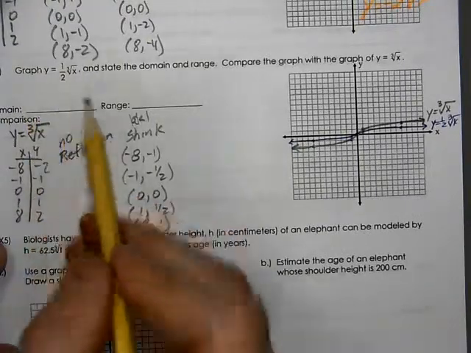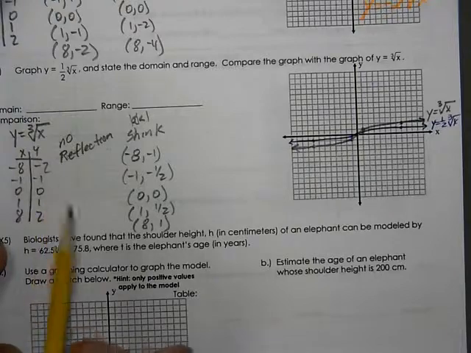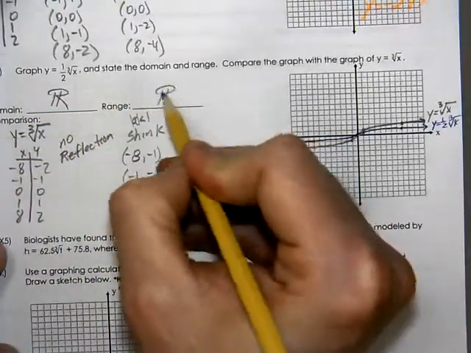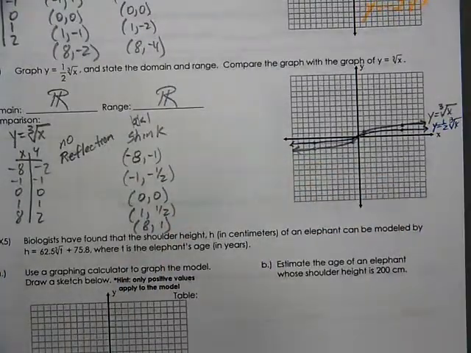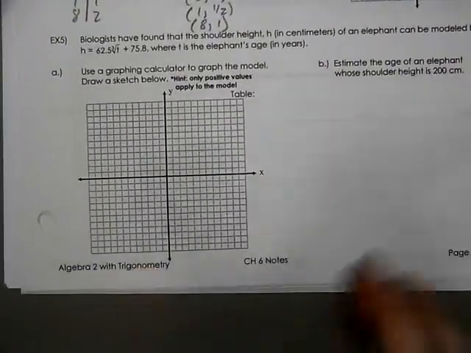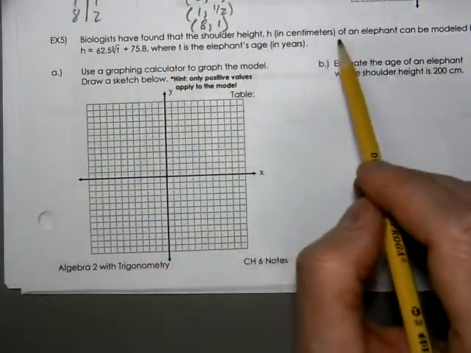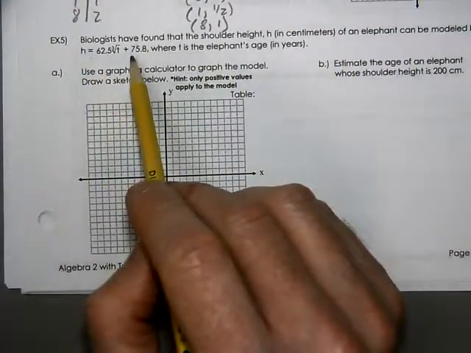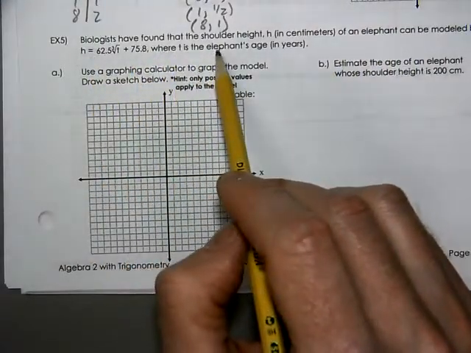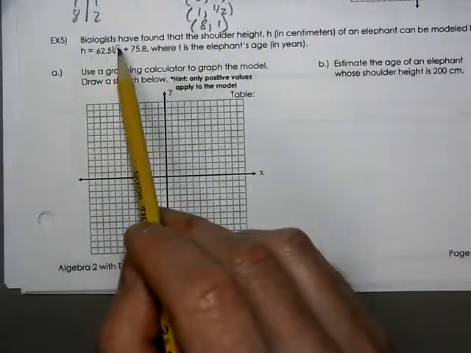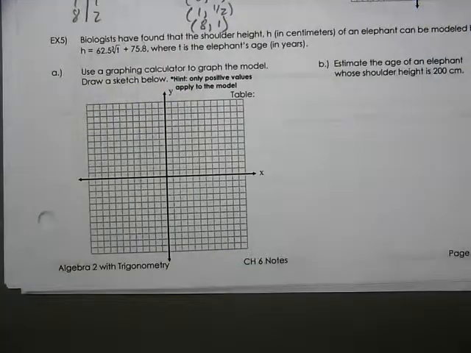The domain, what are the x values that you could possibly plug in? They're all real numbers. And the range, you're going to get all possible answers. Biologists have found that the shoulder height in centimeters of an elephant can be modeled by this crazy equation, where t is the elephant's age in years. So we're going to take this equation. We're not going to actually graph it by hand. We can use a graphing calculator and then sketch that onto our graph.